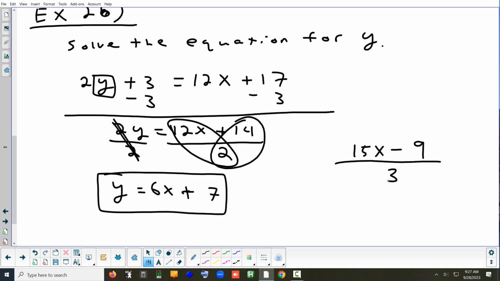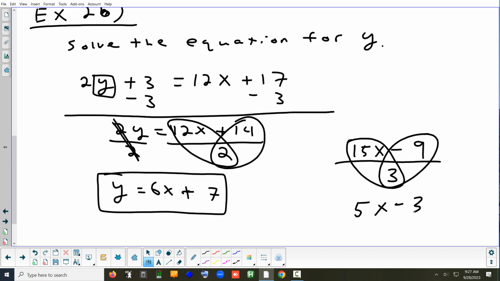Does 3 go into 15? Yes. Does 3 go into 9? Yes. Okay, we can simplify it. What's 15x divided by 3? And what's negative 9 divided by 3? Negative 3. Exactly. That's how you'd simplify it.